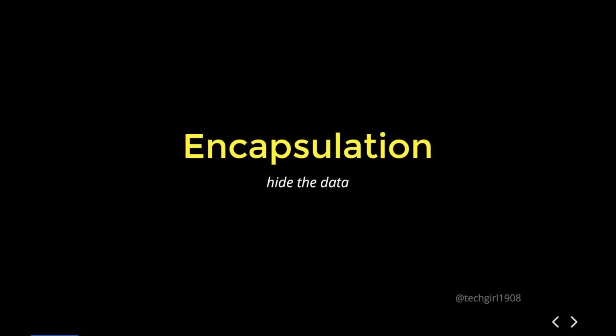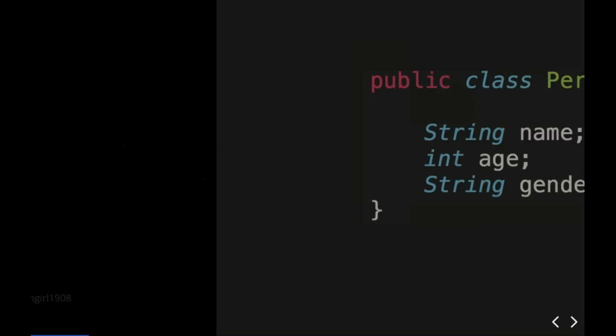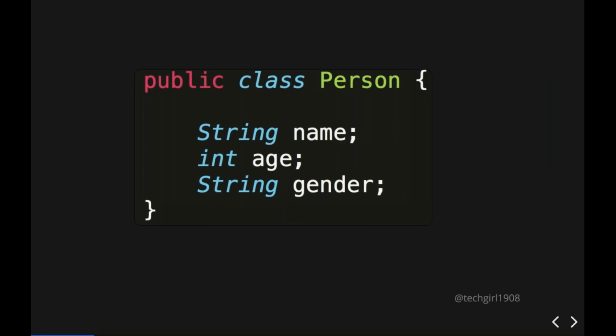So what is encapsulation? It's essentially the concept that allows you to protect the data that's inside of a given class. Let's look at a really basic example. This is a class called person. It has 3 data fields: the name, the age, and a gender. As is, this class has not protected its data, meaning that any external class can access any of this data.